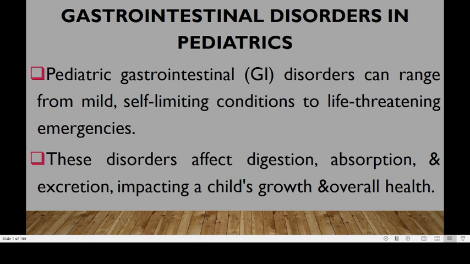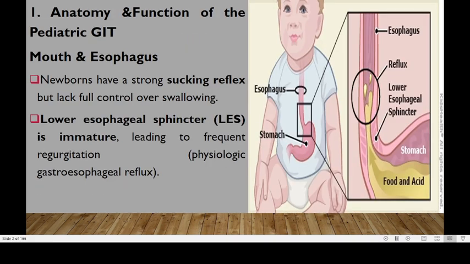So the pediatric tract is responsible for several processes, including digestion, absorption, and waste elimination. However, unlike adults, infants and young children have an immature digestive system, which makes them more susceptible to malabsorption, reflux, and dehydration. So, starting with the mouth and esophagus, you find that newborns generally have a strong sucking reflex but poor swallowing coordination, and this normally increases the risk of aspiration.